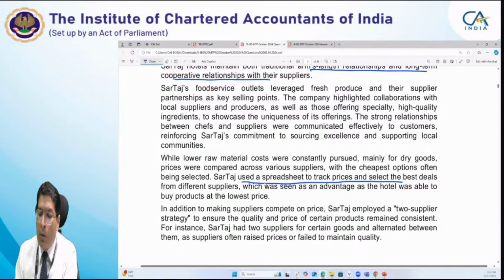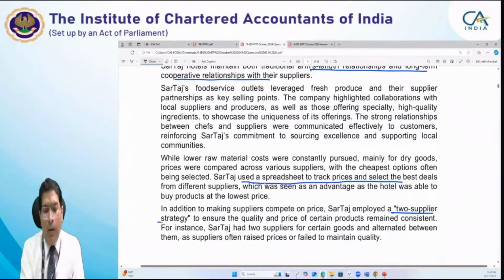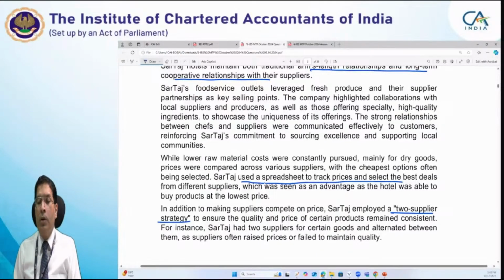In addition to making suppliers compete on price, Sartaj employed a two-supplier strategy to ensure the quality and price of certain products remained consistent. For instance, Sartaj had two suppliers for certain goods and alternated between them, as suppliers often raised prices or failed to maintain quality. Company follows a two supplier strategy.